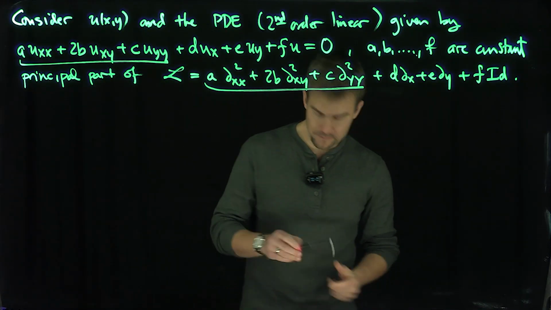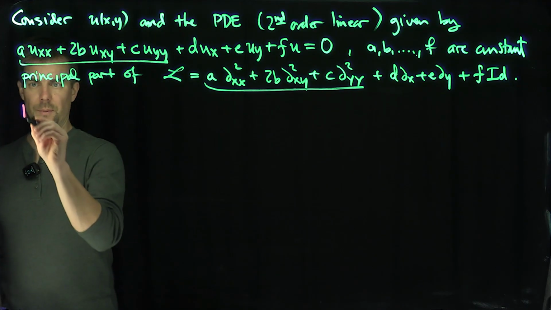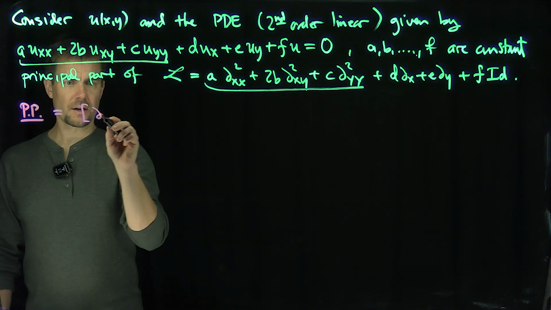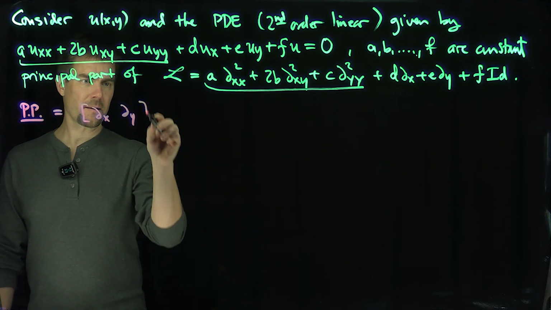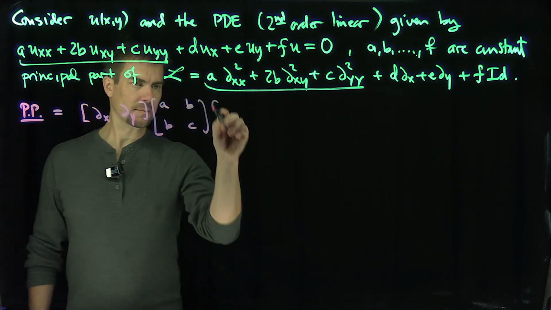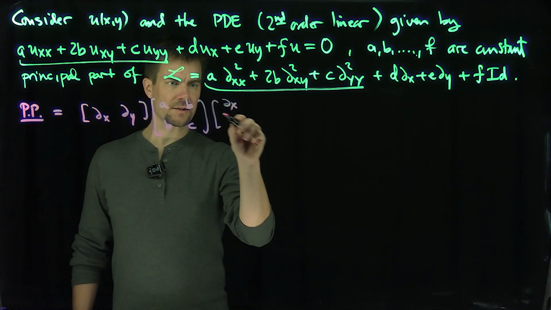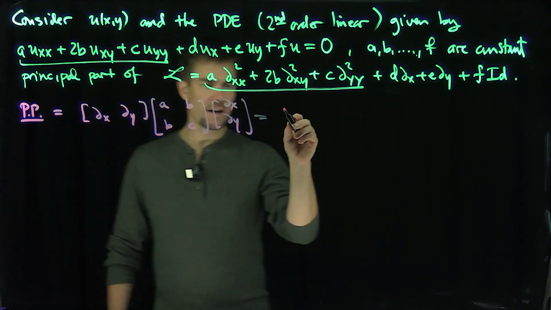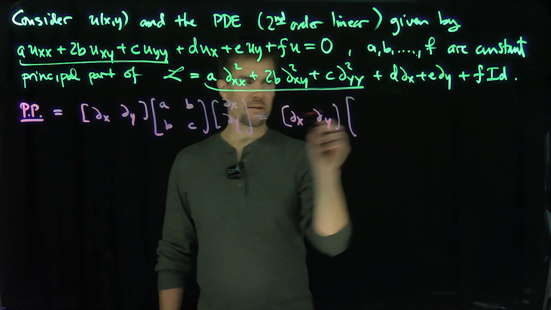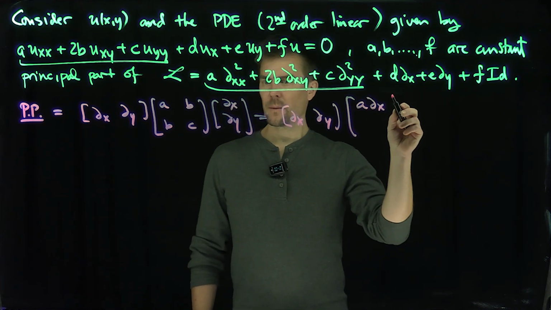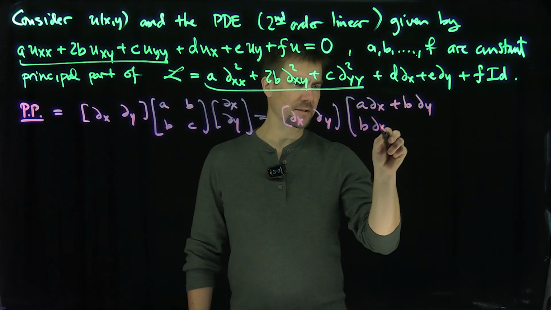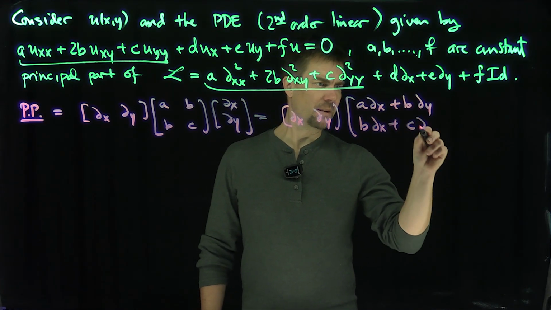Let's do it like this. Let's write the principal part. The principal part is going to be equal to, I'm going to write as a row vector d_x d_y, then the matrix A, B, B, C, and the column d_x d_y. Let's just check that this works over here. If I did the multiplications, it'd be d by dx, d by dy, and then I have an a d by dx plus b d by dy, and I have a b d by dx plus c d by dy.